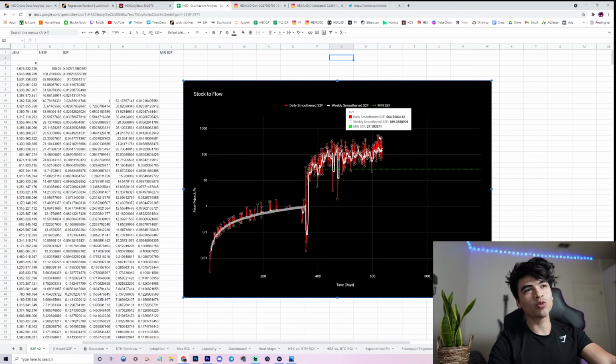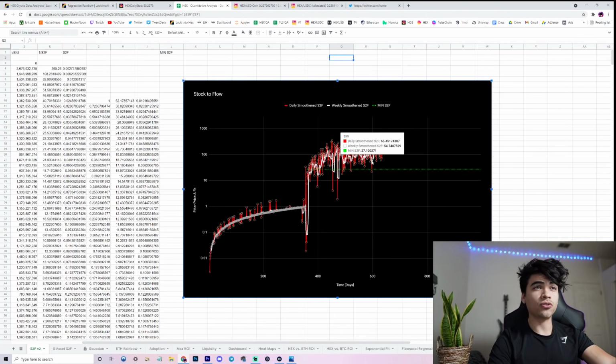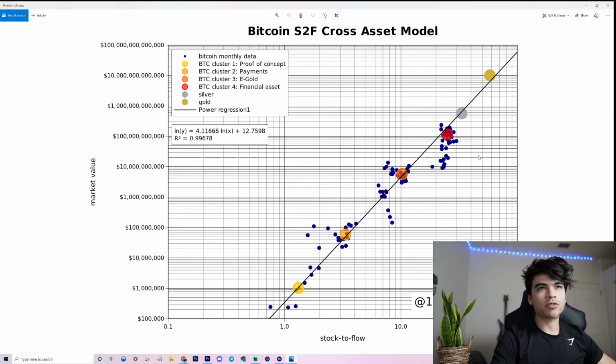If you smoothen it to the daily, that's definitely more volatile. So I guess you could argue the weekly smoothened is a better estimate. So let's just say the most recent weekly smoothened stock to flow is about 134. Now that's huge. That's huge. To put that into perspective, this model only really takes you to 100, and that would be like a 1% inflation rate per year effectively.